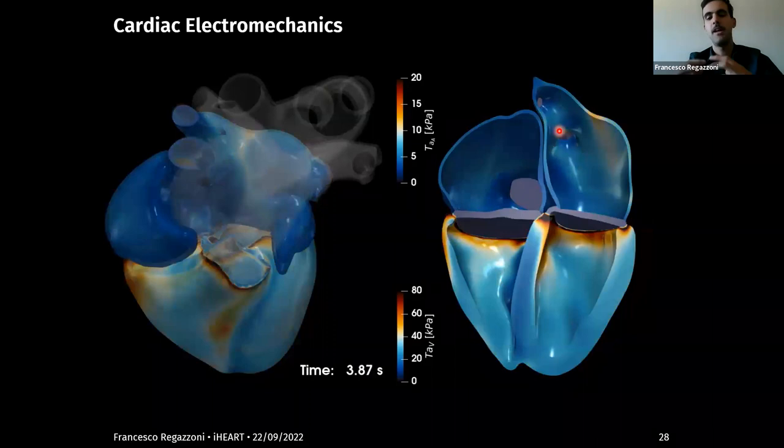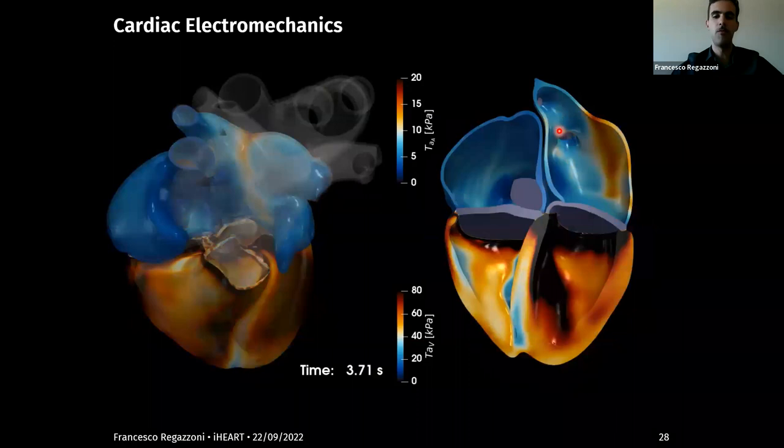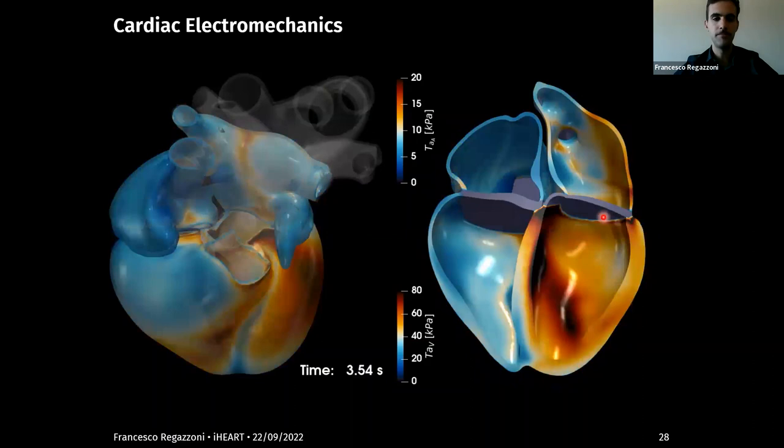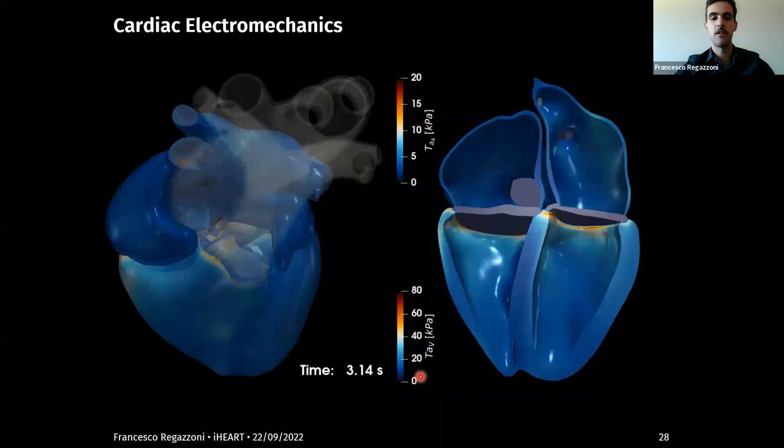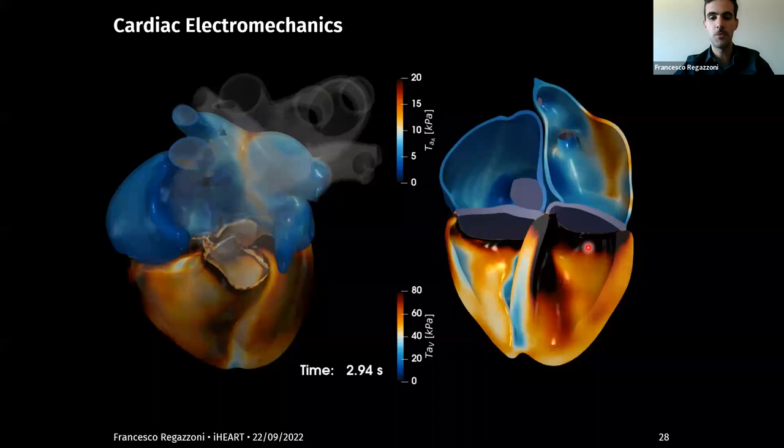And so you can see this typical movement of the heart, by which we have the basal plane that goes upward and downward. Okay. And the color corresponds to the active force that is being generated. So red and black means large development of force, blue means small force. Okay. So this picture shows you in each time and in each point, which is the value of the active force during the contraction.